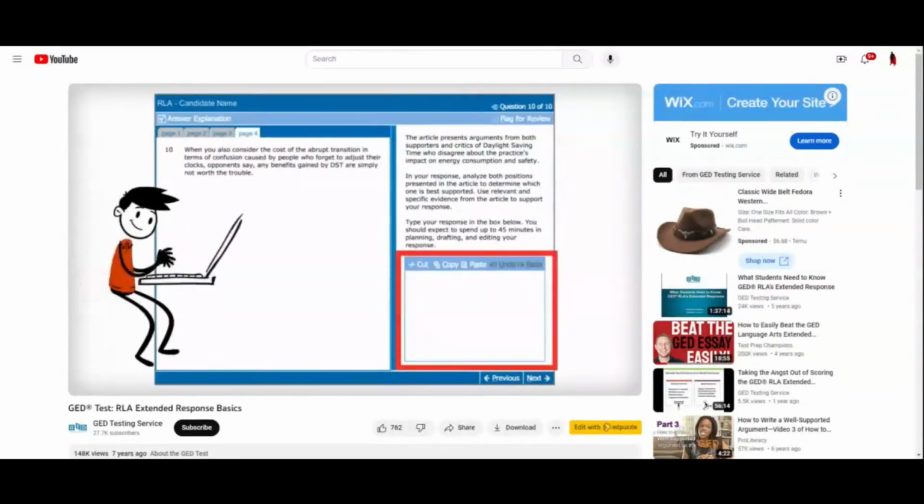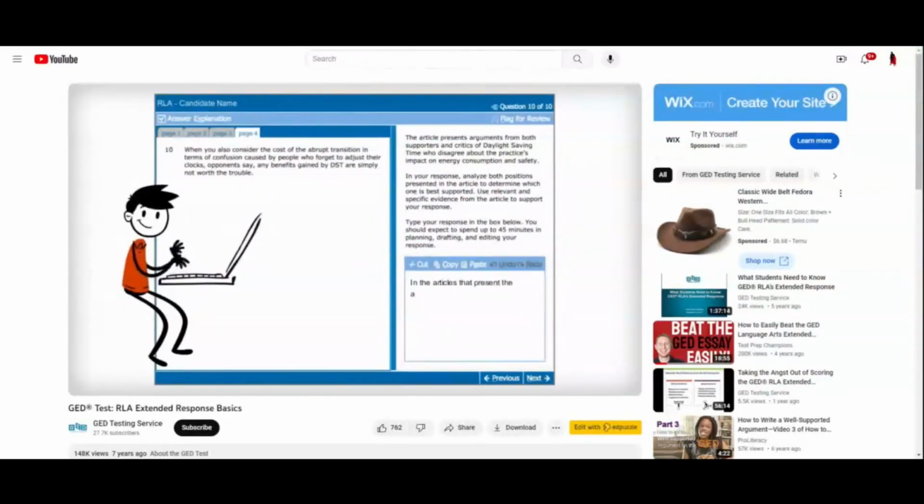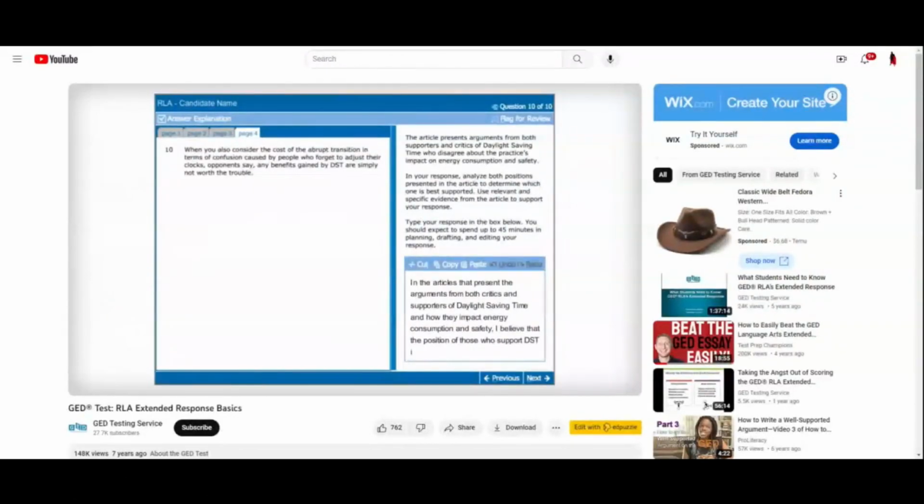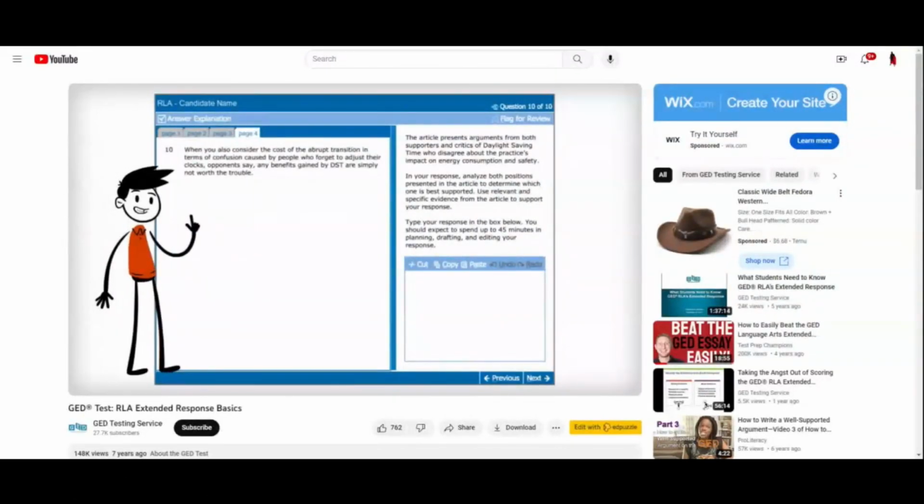On the bottom right side of the screen, you can see the text box where you'll create your response. The text box expands as you type, so don't make the mistake of thinking your response should only fill this small box. And while you're writing your response, you'll be able to use the cut, copy, paste, undo, and redo buttons that you see here.